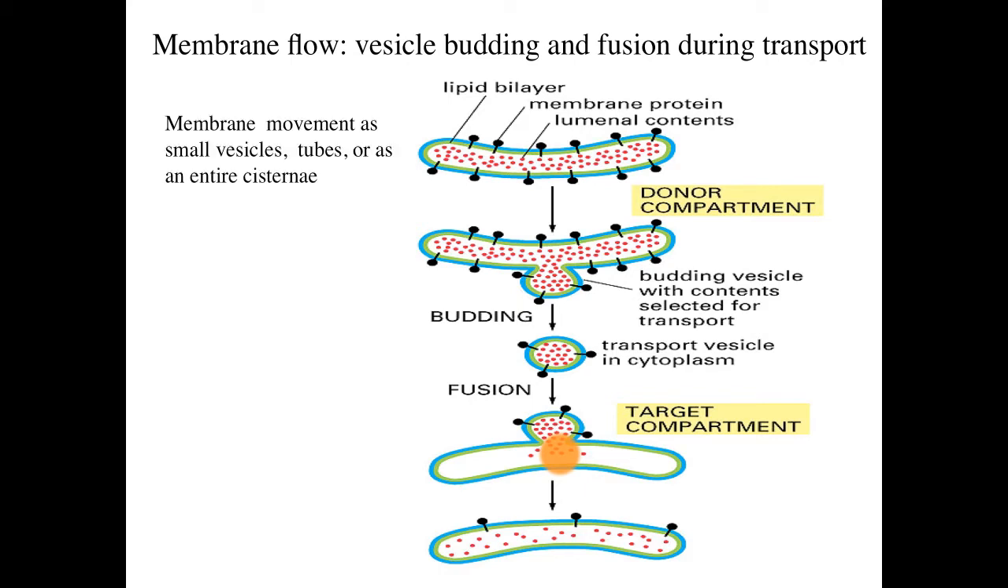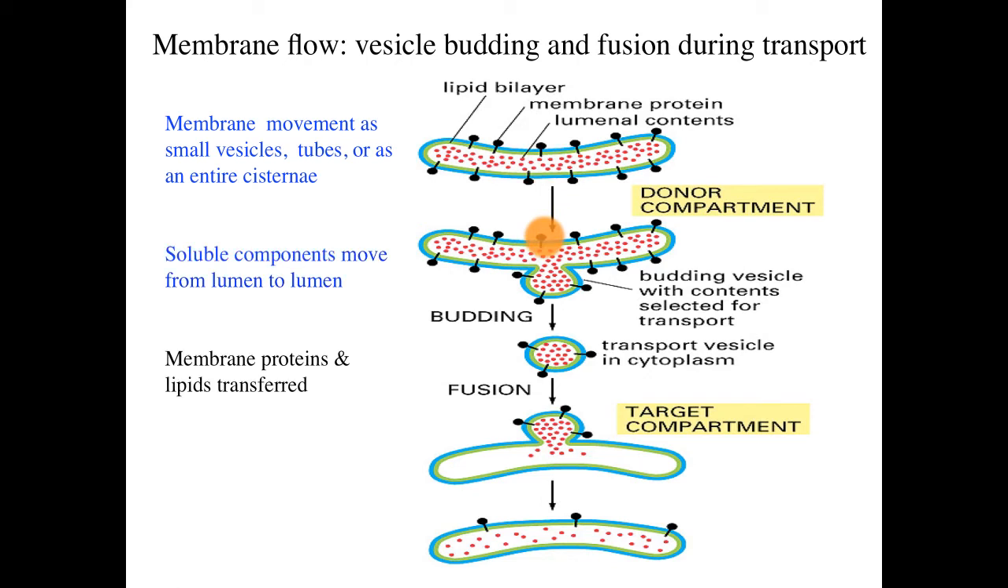So now, as membrane movements occur, these membrane movements might occur as small vesicles, as shown in this example with a vesicle budding off. They could move as a membrane tube, or an entire cisternae may move, and that will become clear as we talk about the Golgi in a little bit. Now, the cartoon emphasizes that soluble components, represented by these little red dots, are moving from lumen to lumen. The cartoon also suggests that membrane proteins and membrane lipids are also transferred from one compartment to another.